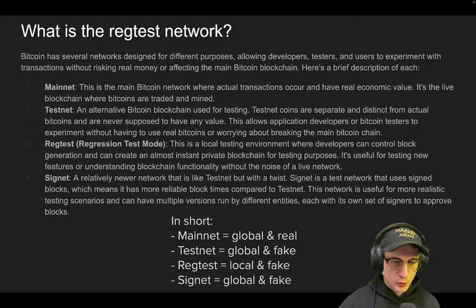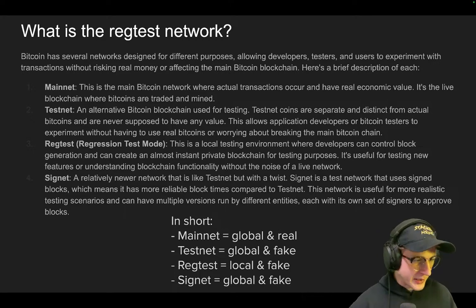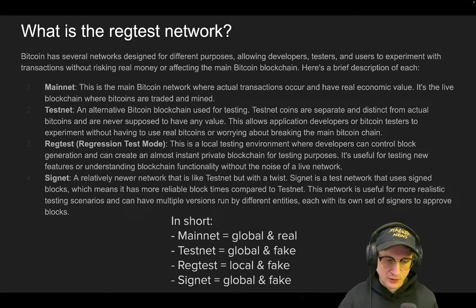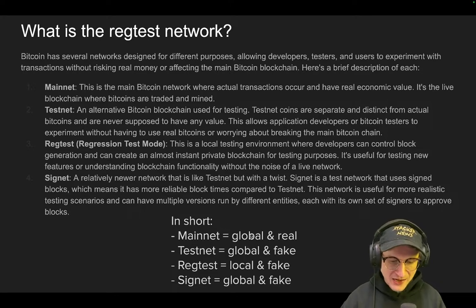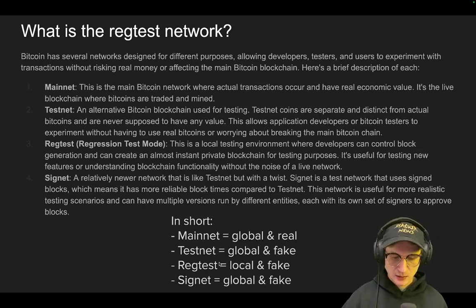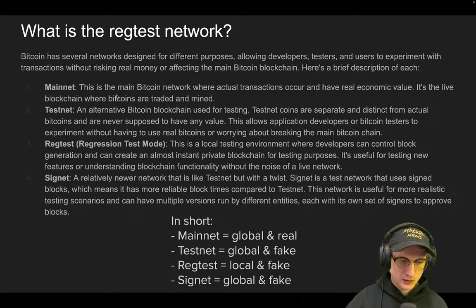So what is the regtest network? You may have heard Bitcoin developers talk about regtest, testnet, signet, all these different networks. Let's break them down. In short, I'll give you the summary right here at the bottom: mainnet is global and real. Testnet is global and fake. Regtest is local and fake. And then Signet is just another global and fake network.